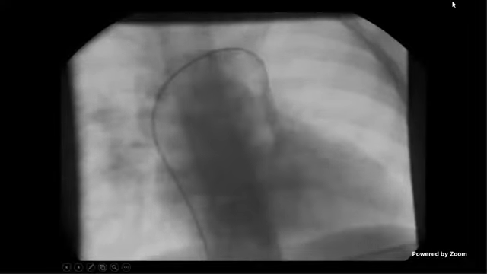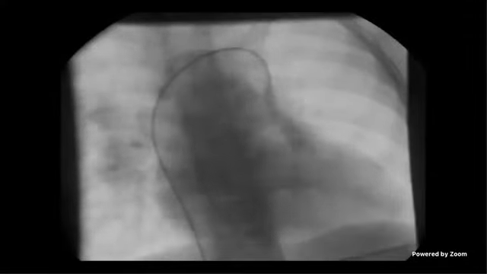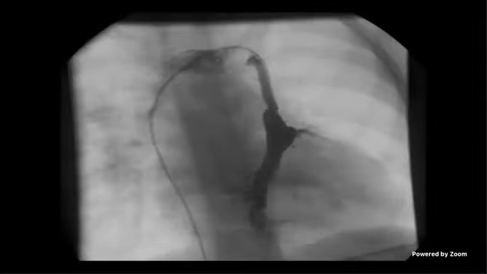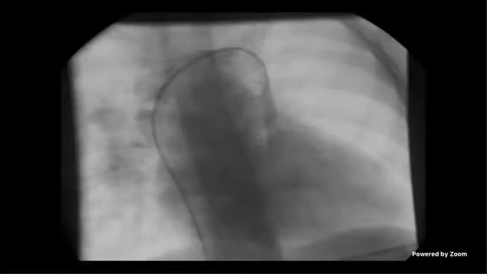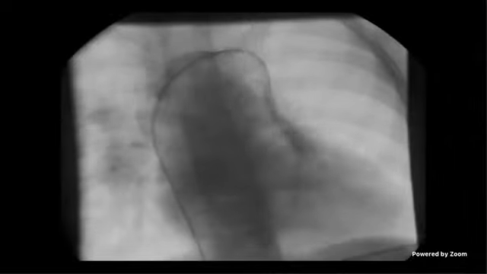Sir, this is the AP view, and the catheter course is from IVC to RA to HVC to left brachiocephalic.